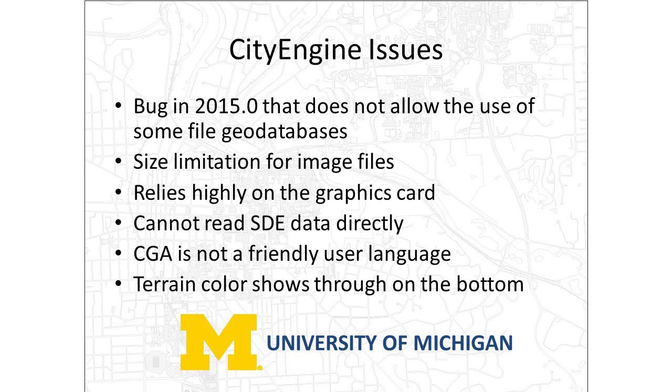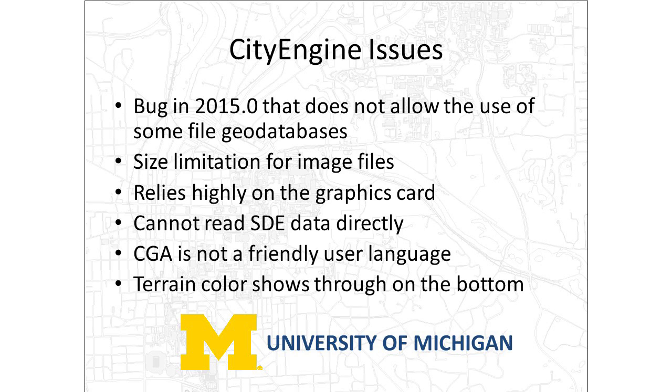So, CityEngine issues that we've had. We found a bug in 2015. It's registered. We're hoping that it'll get fixed in the next release, but there are some versions of file geodatabases where if you've got domains in there, and we've given them a sample of the data, and it's verified that it's limited to 2015. They believe that it's a domain issue that's causing the problem, but what happens is you associate your scene to a particular file geodatabase with a certain domain type in there, and then your scene gets wiped out.